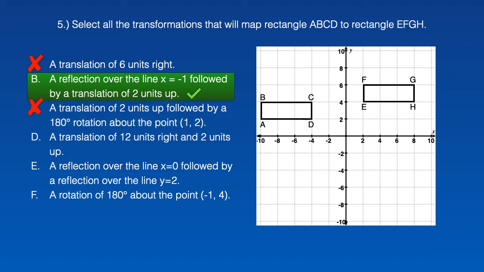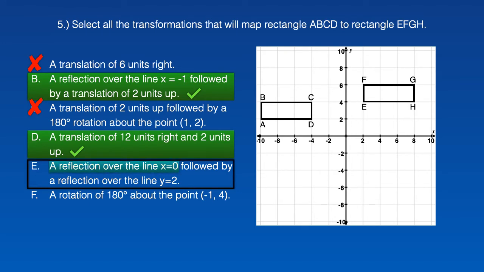Let's move on to answer choice D, which says a translation of 12 units right and 2 units up. All right, so let's check. If we move it 12 units to the right, and keep in mind that this is jumping in units of 2. All right, every line is 2 units, so keep that in mind. So 12 units right and 2 units up, you could see that it does land perfectly on top of rectangle EFGH, so that answer is correct. Answer choice E.